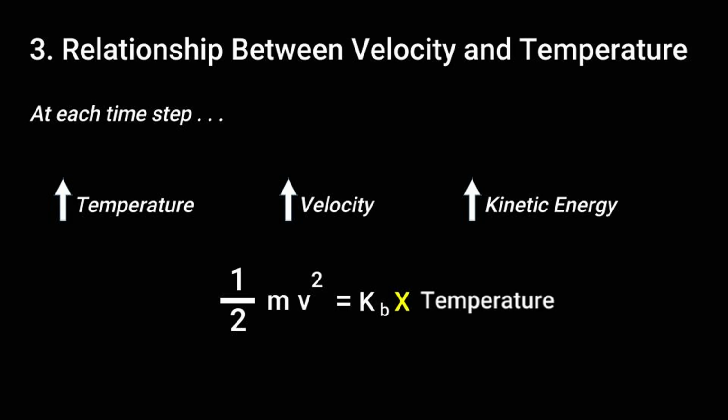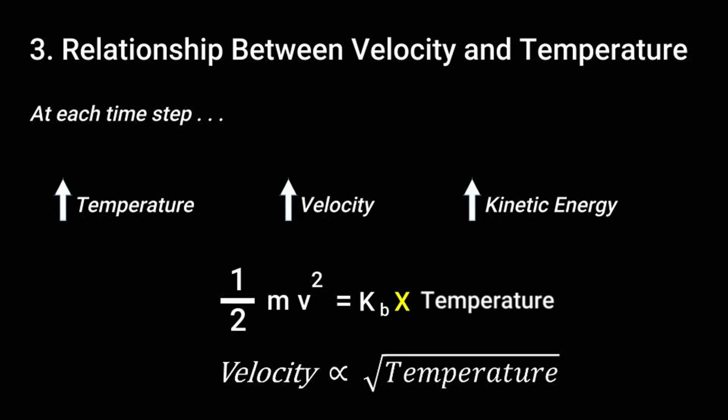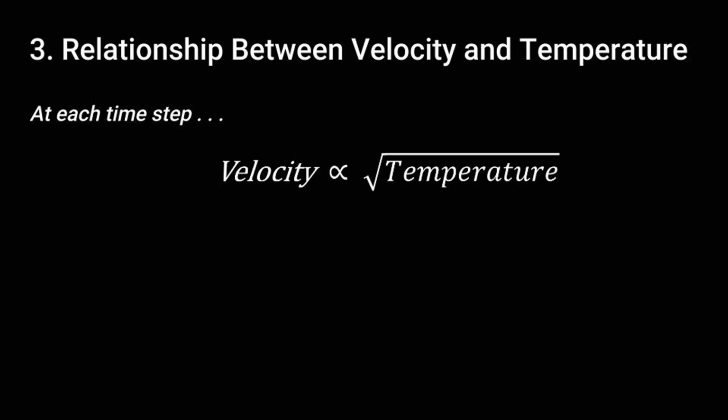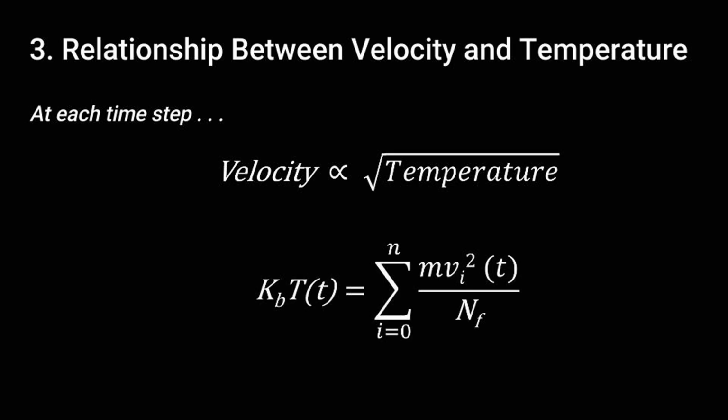From the equation, it is clear that velocity is directly proportional to the square root of temperature. This equation can also be used to find the instantaneous temperature at each time step. This equation establishes the relationship between the temperature, velocity, and time of each cycle of the MD simulation. Therefore, at each time step, we will gradually increase the velocity, and using this equation, we can increase the temperature of the system at that particular time step.